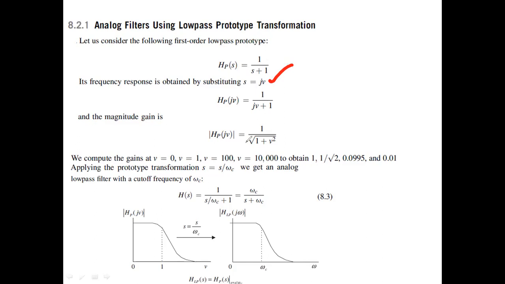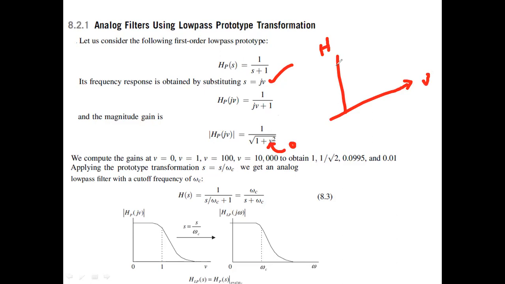The magnitude of this would be 1 divided by the root of 1 plus omega squared. So whenever omega is 0, what's going to happen? Let us try to plot this magnitude with respect to omega. At omega equal to 0, what's going to happen?